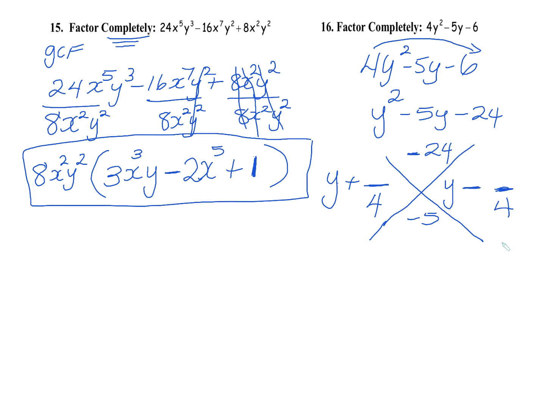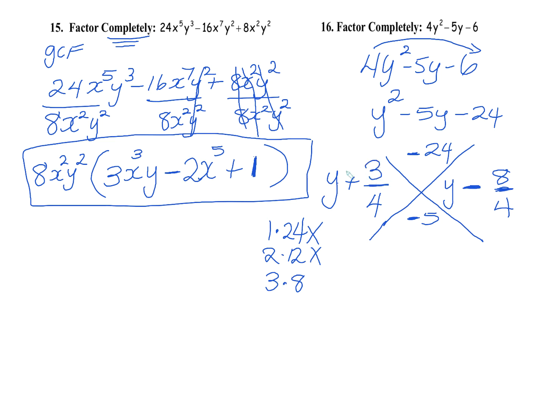So again, instead of guessing all over the place, let's look at our factors. Now 1 times 24, if I subtract, I get 23. No. 2 times 12. If I subtract, I get 10. No. 3 times 8. 3 times 8 is 24, and if I subtract, I get 5. Now my 5 is supposed to be a negative.